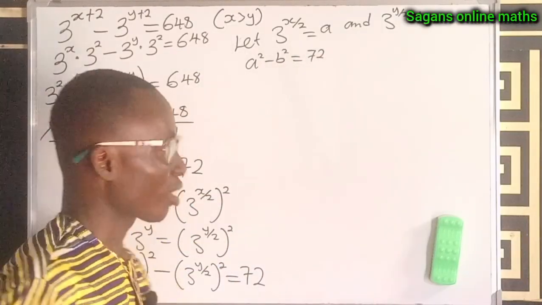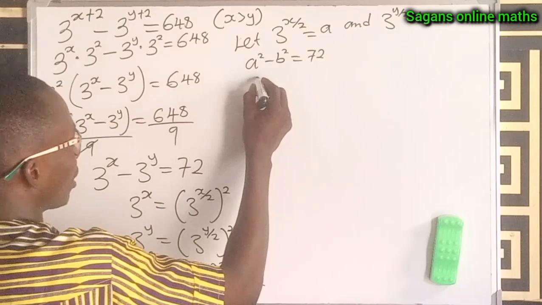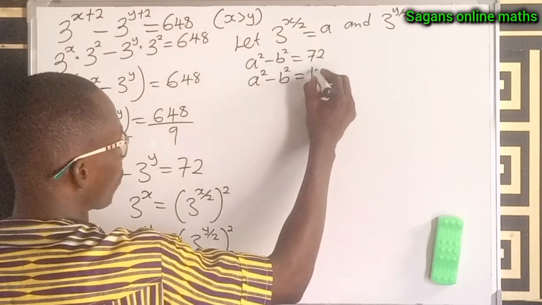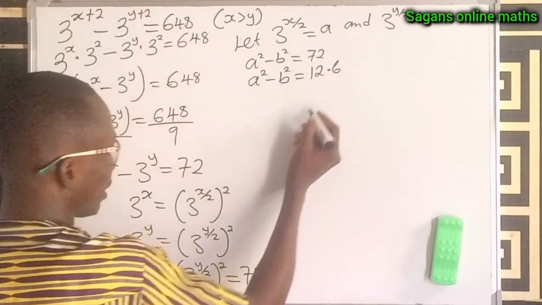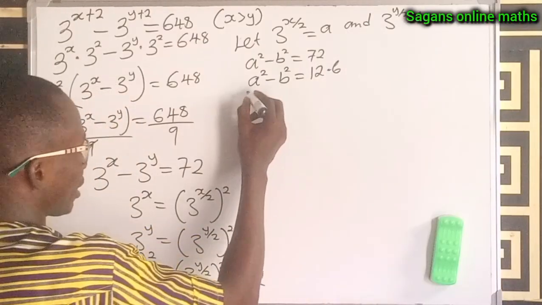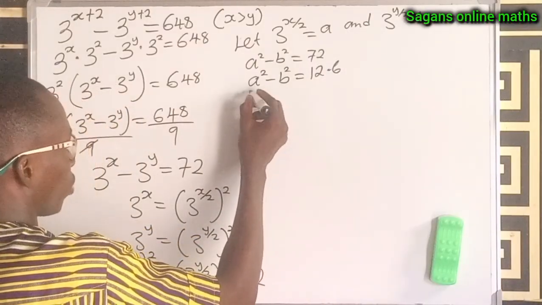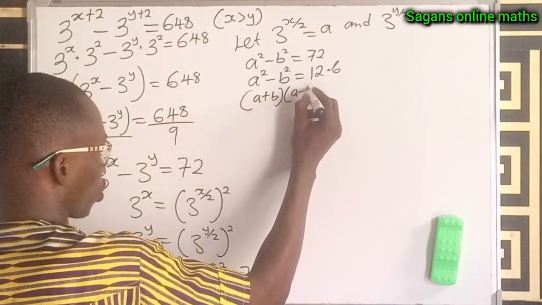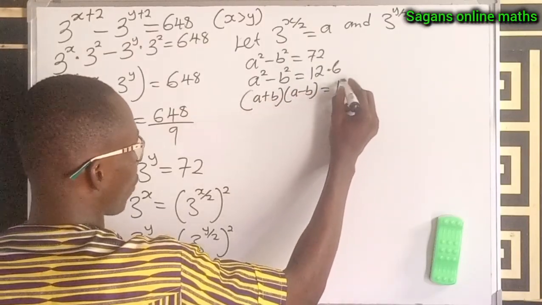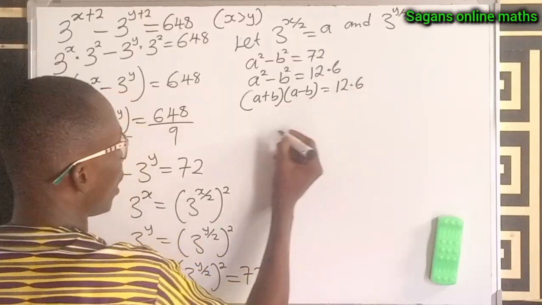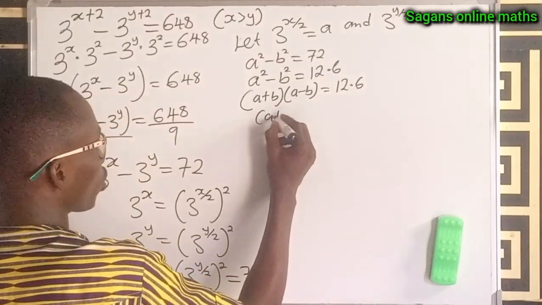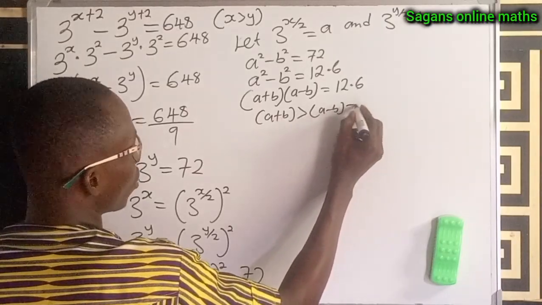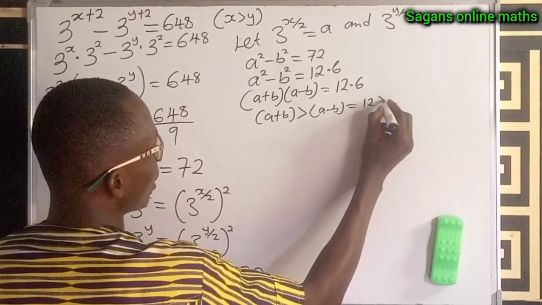Now what are we going to do? Here we can write this as a to the power of 2 minus b to the power of 2 equals 12 times 6, because 12 times 6 is 72. So know that this is a difference of two squares. We all know that this is a plus b multiplied by a minus b equals 12 multiplied by 6. And take note that a plus b must be greater than a minus b, so 12 is greater than 6.